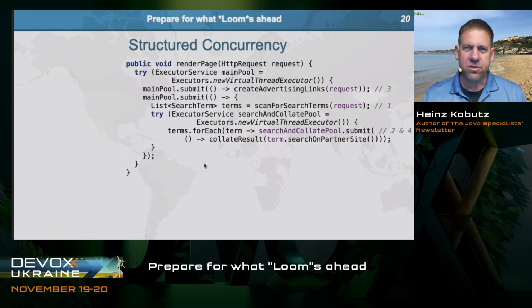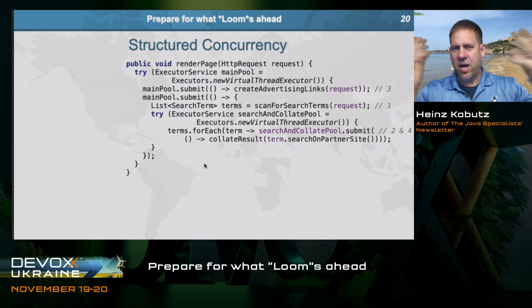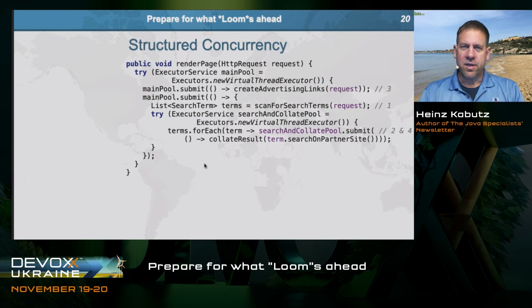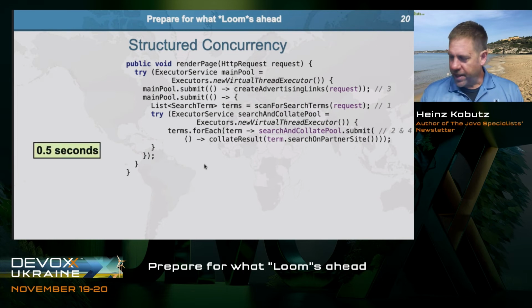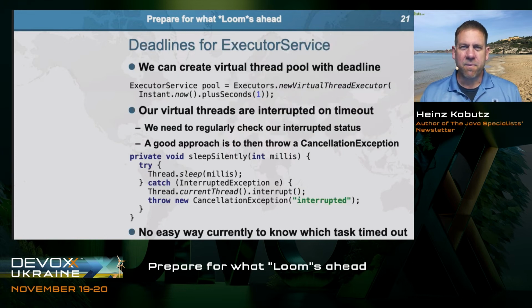That's also why we need to layer the try-with-resources, but it's easy to do, so there's no real reason not to do that. All right. Again, it's nice and fast.